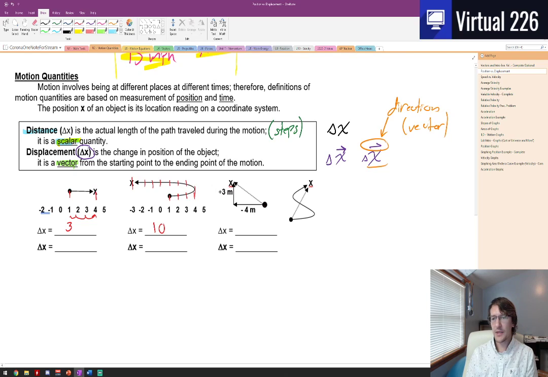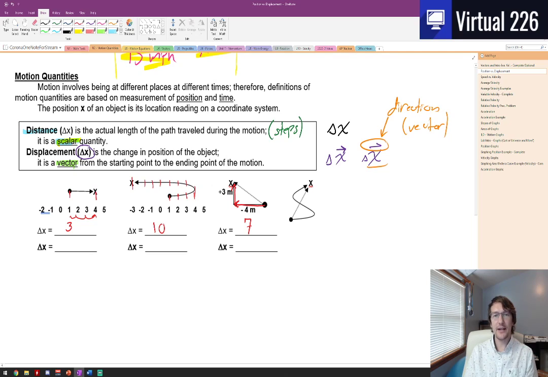Here, if we go over by 4 and then up by 3, we had to walk 1, 2, 3, 4, and then we turned to the right and went 5, 6, 7. Even if this is a negative number, we still took a step in order to move through that distance, okay? No matter what, distances will be positive values, and you have to count every single step that you take because it is a scalar quantity.